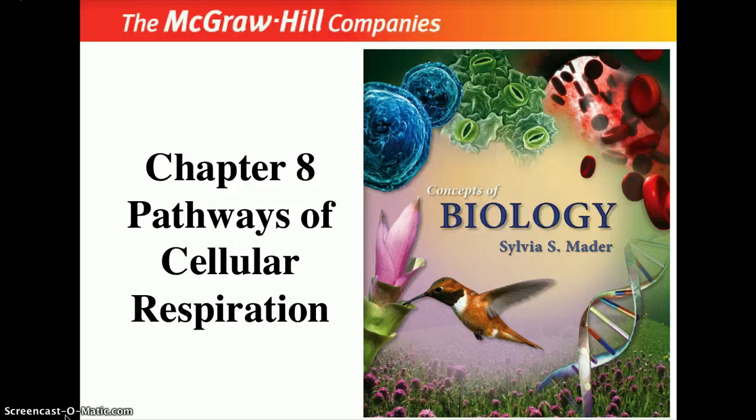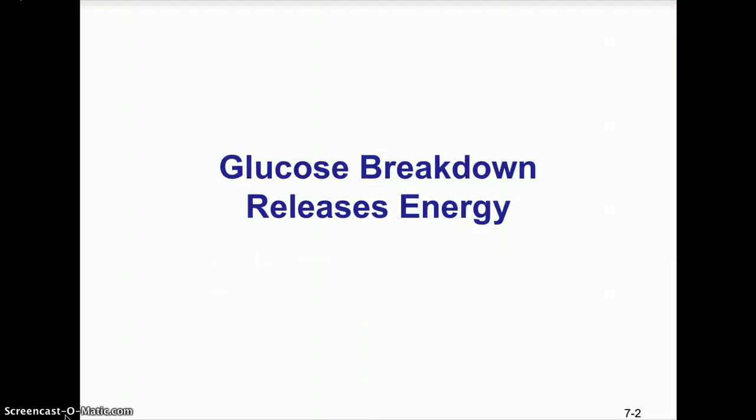Chapter 8, Cellular Respiration. Here we come across our second biochemical pathway. It is very similar to photosynthesis in that it is a series of redox reactions. However, this process isn't only limited to autotrophs. This process occurs in heterotrophs as well. So even autotrophic organisms and heterotrophic organisms will carry out respiration.